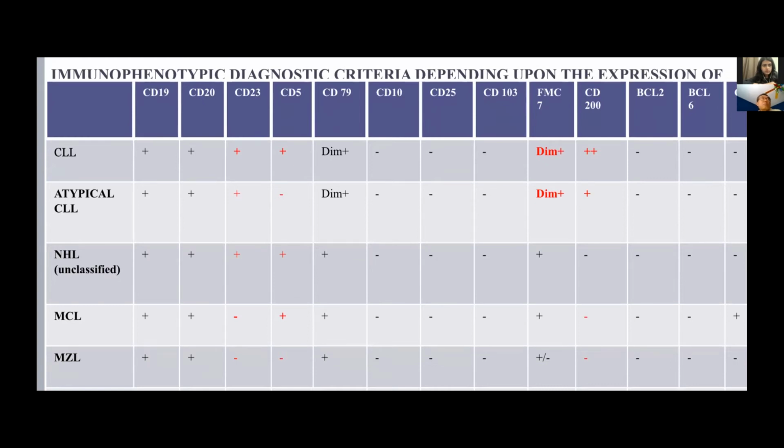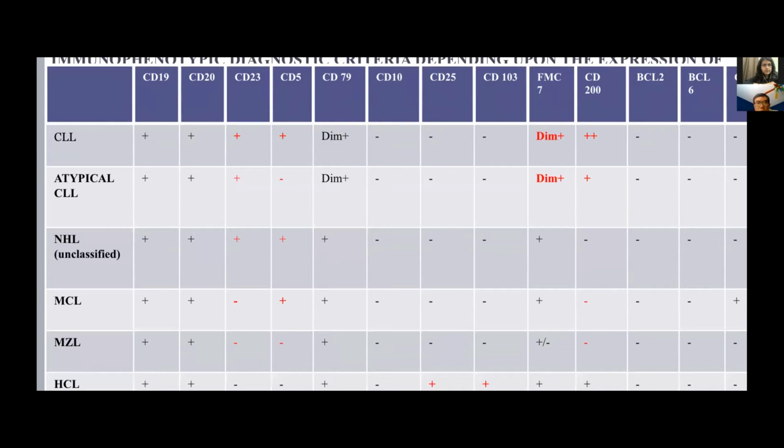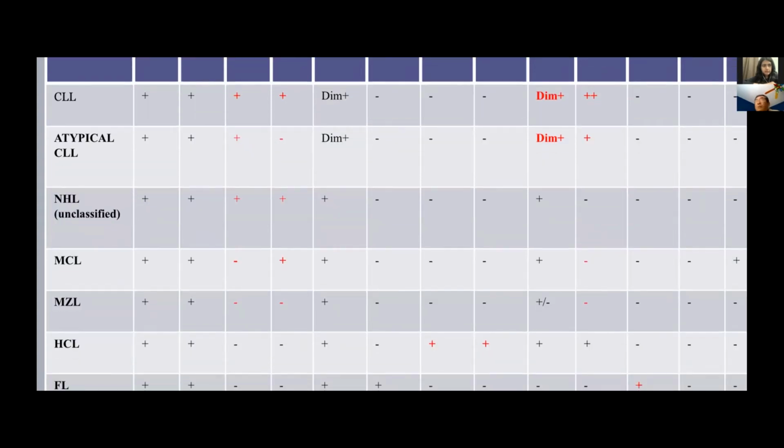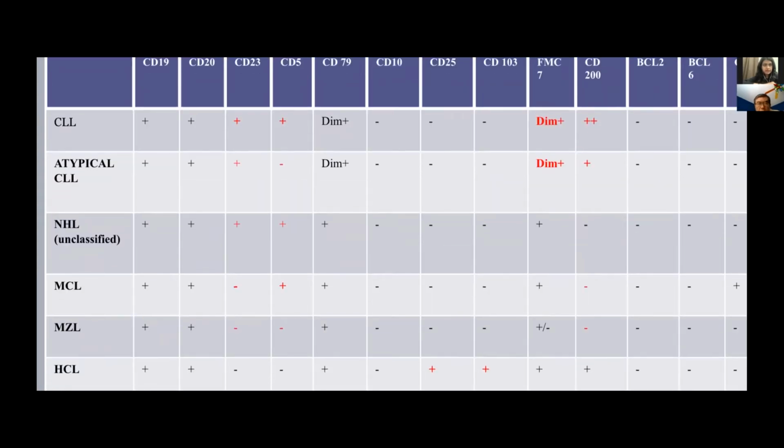All the B cell lymphomas are positive for CD19 and CD20. To start with CLL, it is CD5 positive, CD23 positive, CD200 positive. That is a classical marker for CLL these days, followed by dim positivity for CD79b and FMC7. Atypical CLL has all the same findings as above, except that it is negative for CD5.